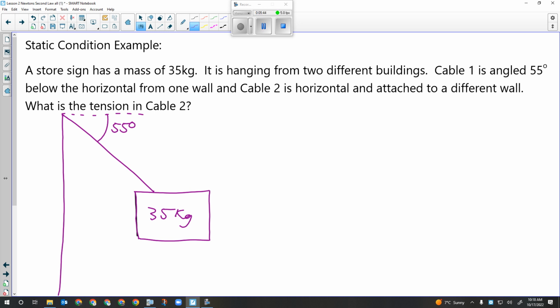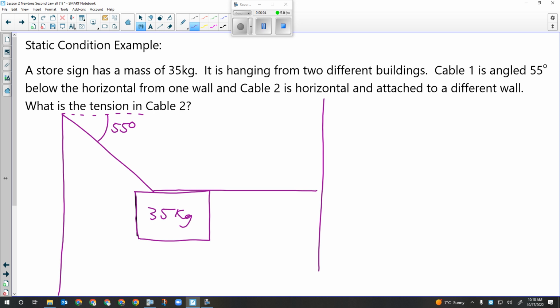Okay, so that's my first cable. And the second cable is horizontal and is attached to a different wall. Okay, so this is cable 2, and this is cable 1. Everybody all right with that?